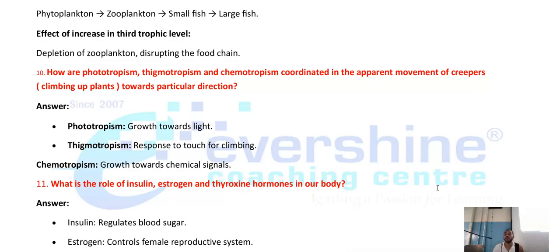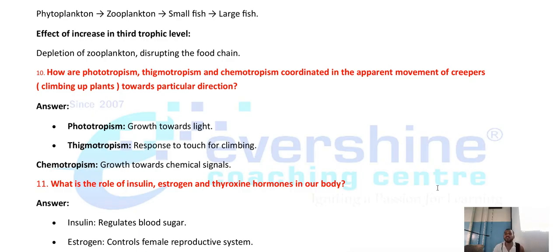Example, look at a pumpkin creeper, a vine; those are called climbing plants. They do not have a proper stem, so they climb directly on supports, like a money plant. Those are called climbing plants. Now, how are phototropism, thigmotropism and chemotropism coordinated in the growth of that plant, how are these helping them?